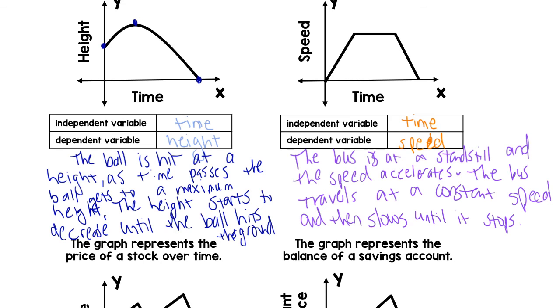Up here again, the ball was hit not on the ground at a height, went up to a maximum height, and then fell down to the ground. And then this bus moving started not moving at all, accelerated, stayed the same, decelerated, and came to a stop again. Okay, so the important parts here are to be able to describe what's happening on the graph and understand what happens in relation to what the problem is telling you.